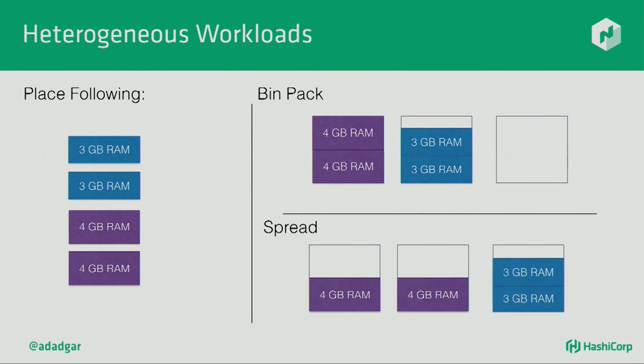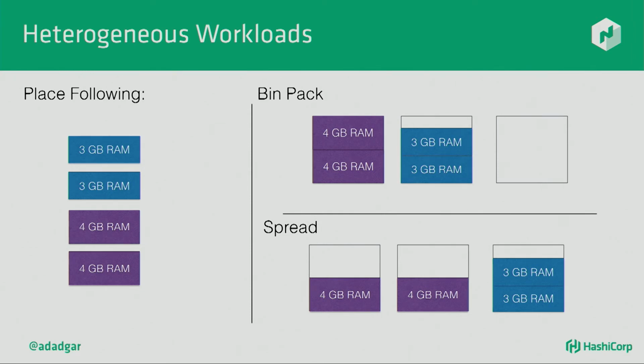For spread, you would instead see something like this. You would place the 4 GB task, and then since you have unutilized nodes, the next one would be put on an unused node. And lastly, the 2 3 GB tasks would be co-located because that's a better arrangement than a 7 4 3. So these would be the 2 steady states.